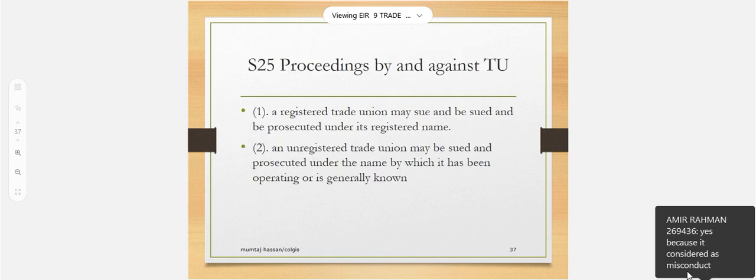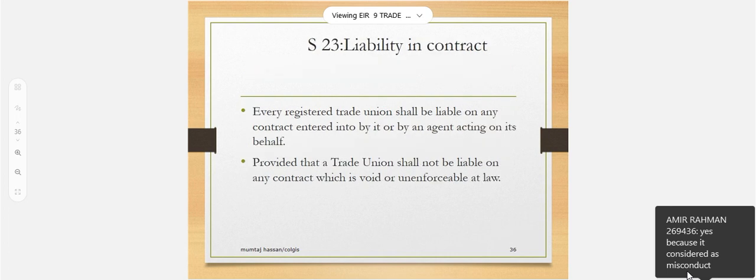Okay, then Section 25. Section 25 is regarding the registered trade union, which can also be sued and prosecuted under its name. Let's say, in the previous section, the trade union entered into a contract to buy two buses for the workmen, so that the members of the trade union can use them to travel, or to provide transport for the workers, okay?